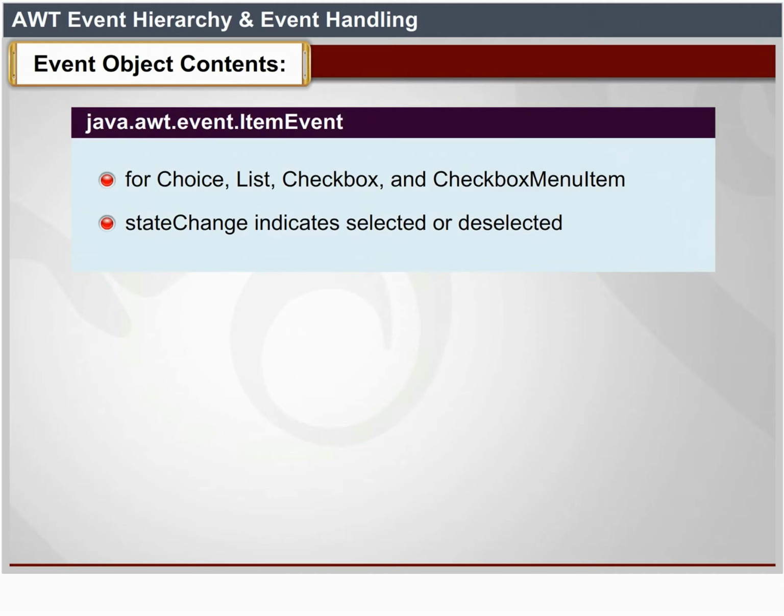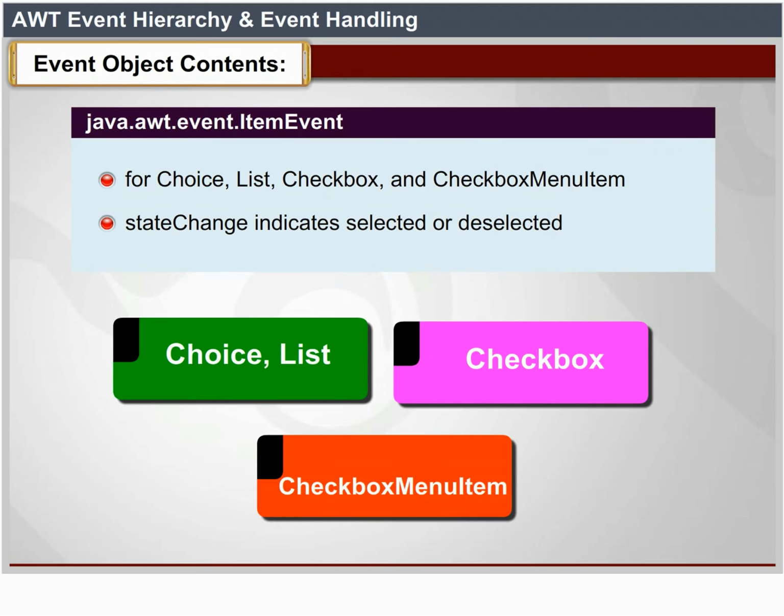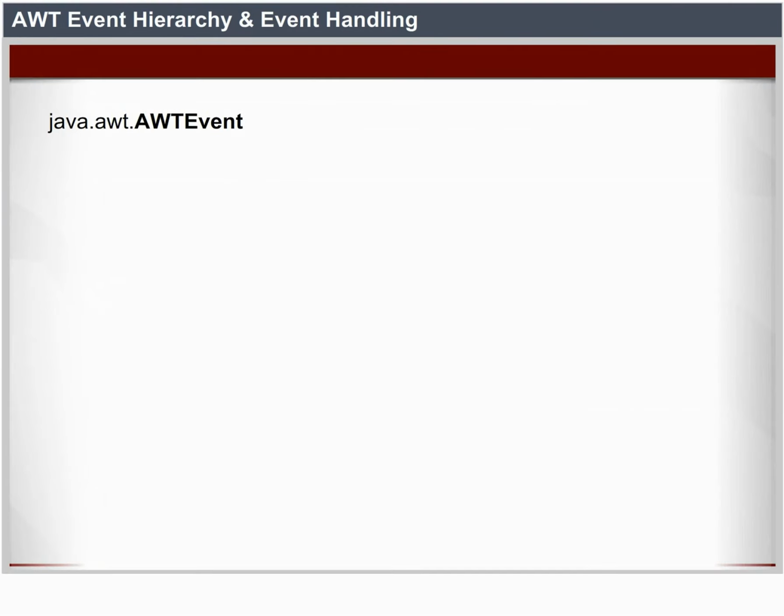java.awt.event.ItemEvent: for choice, list, checkbox and checkbox menu item. State change indicates selected or deselected. java.awt.event.TextEvent: listeners are notified of every keystroke that changes the value. Listeners are also notified when setText is called. java.awt.AWTEvent.